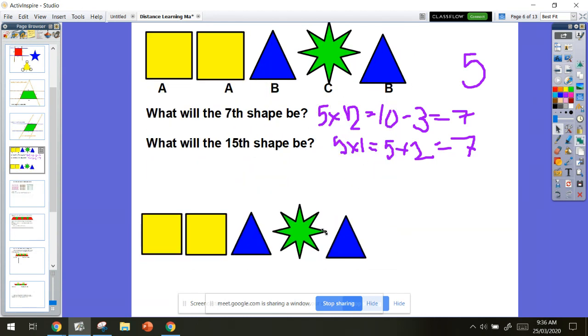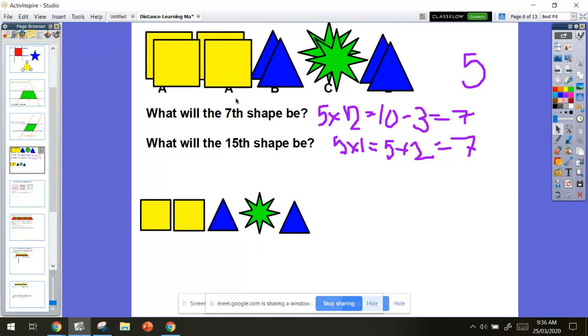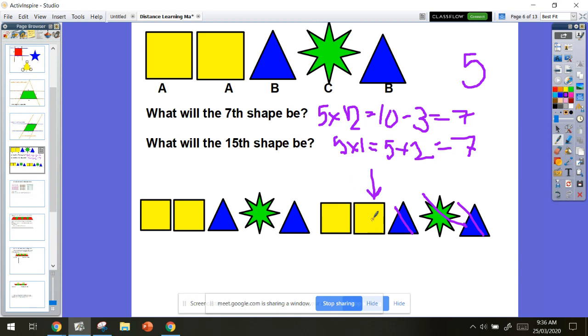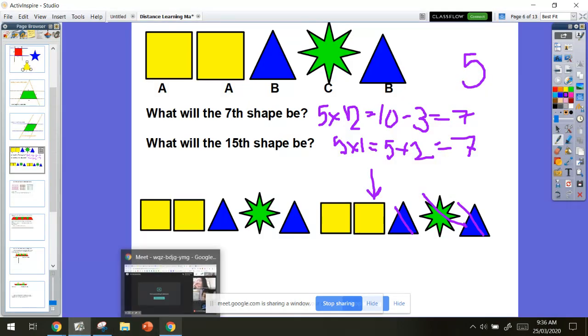All right. So there's 1. So 5. And then it says 5 times 2. So I need another 1. And then what do I need to do? Minus 3. 1, 2, 3. So what's my shape? A. Yes. A. Is that Anna? Anna, you joined us. Okay, awesome. I will add you to my list. A. All right.